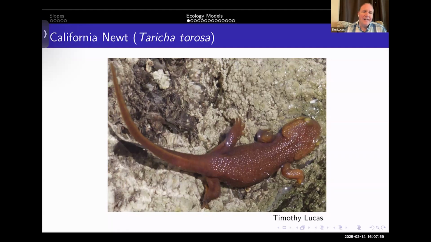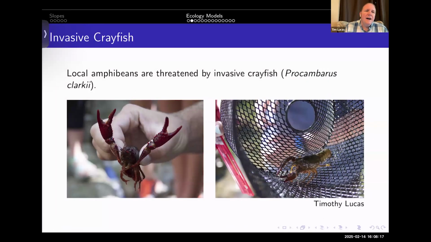And that newt has seen a lot of population decline in the Malibu creeks, and that is due to the fact that there's a lot of drought going on in Southern California, but also these invasive crayfish. And so crayfish were introduced to the Malibu creeks probably a long time ago, in the 60s and 70s, when people were fishing in the creeks, and they were using these crayfish as bait.